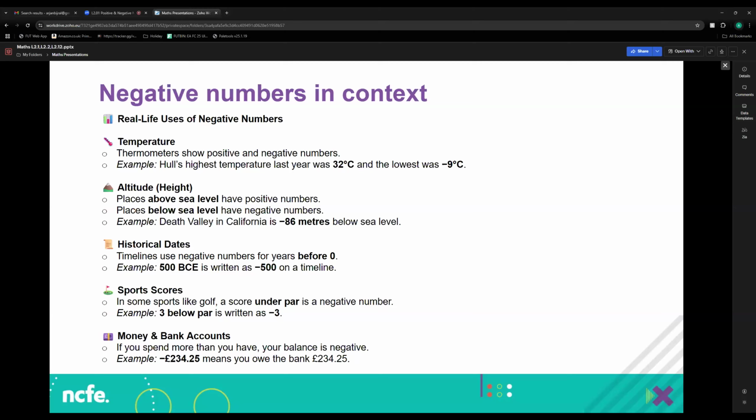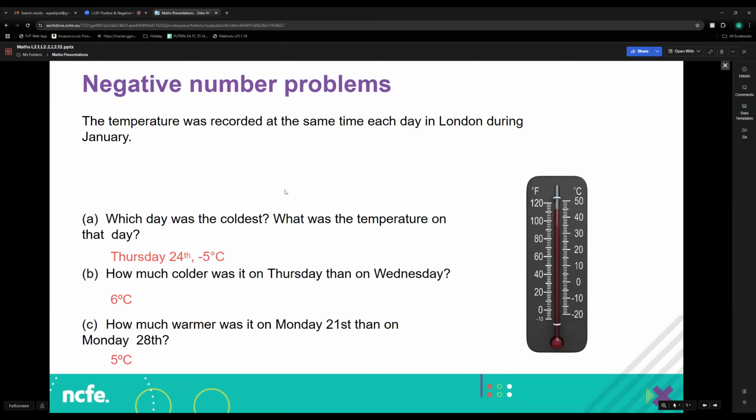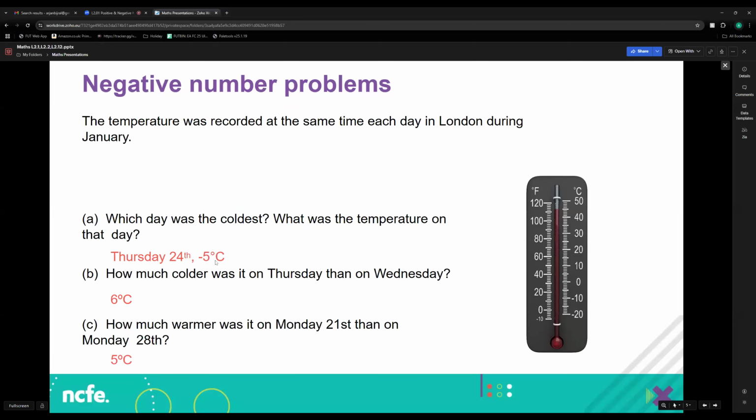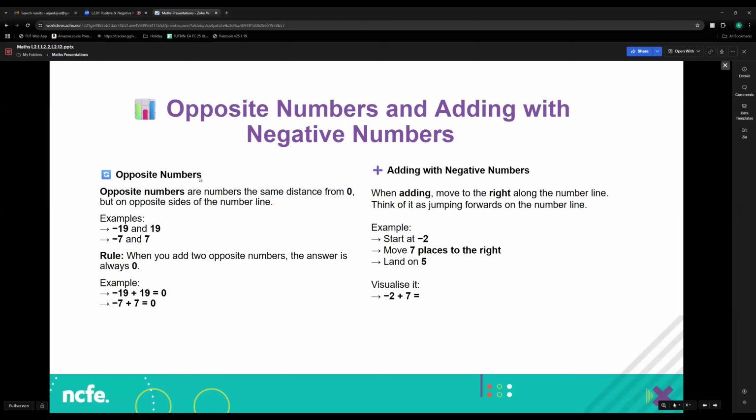So thermometers show positive and negative numbers. Hull's highest temperature last year, for example, was 32 degrees, and the lowest temperature was -9 degrees. I think these are literally just positive and negative numbers together, so I'm going to skip through that. The answers are already there. That's unfortunate. But let's keep going.